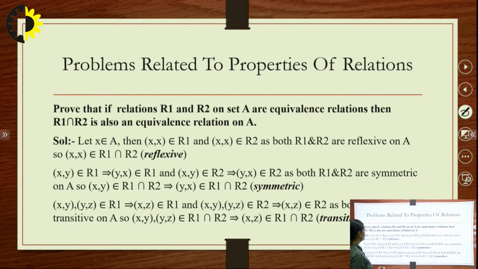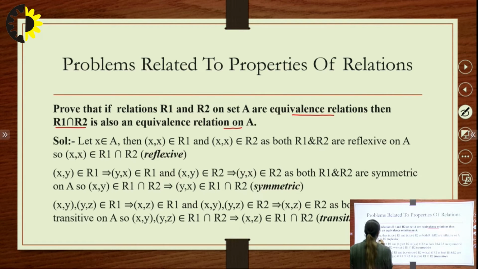Now the next question: prove that if the relations R1 and R2 on the set A are equivalence relations, then R1 intersection R2 is also an equivalence relation on A. Now see here how we will prove it. For a relation to be an equivalence relation, we have to prove three properties: reflexive, symmetric and transitive.